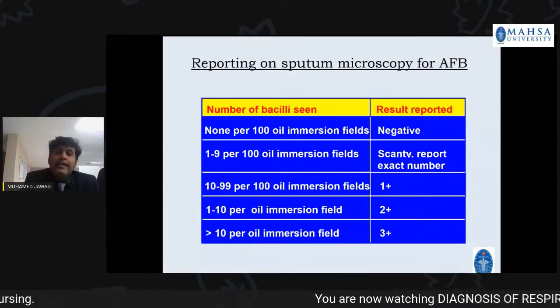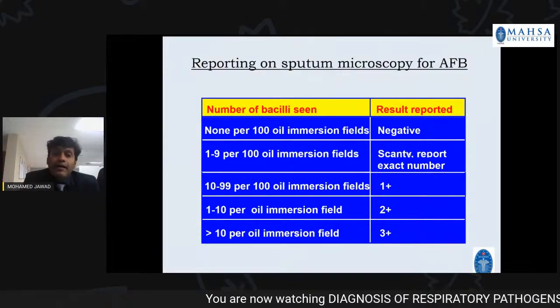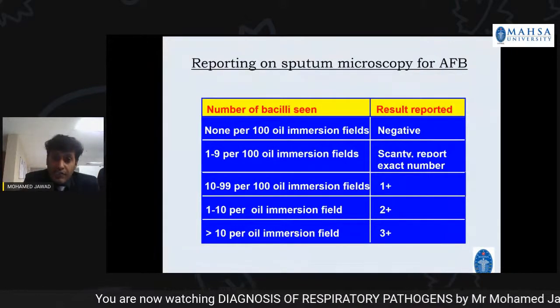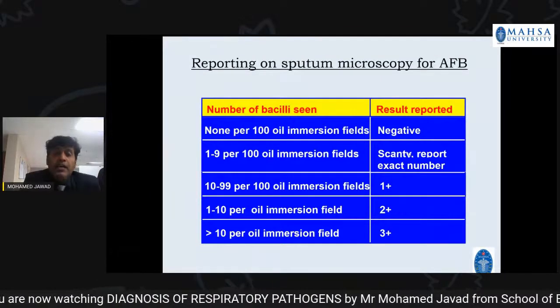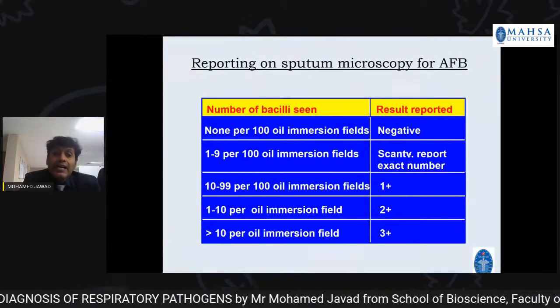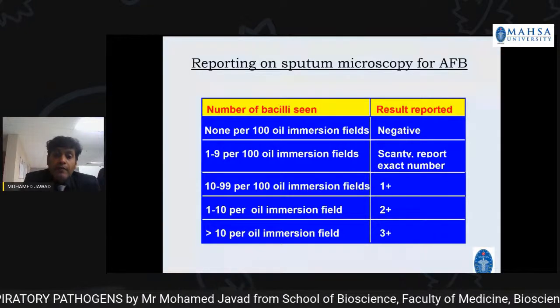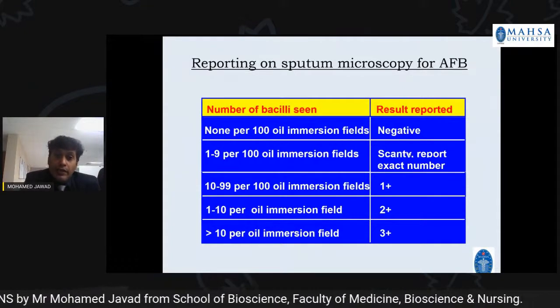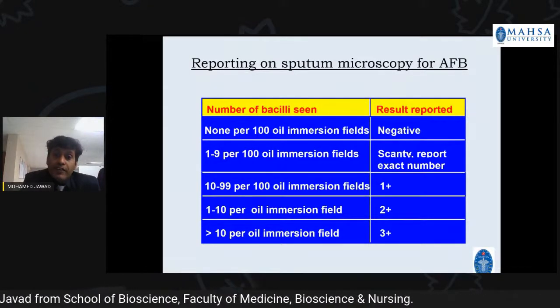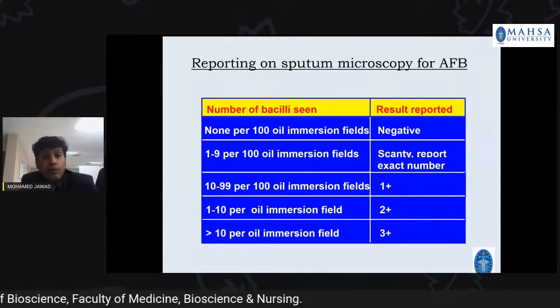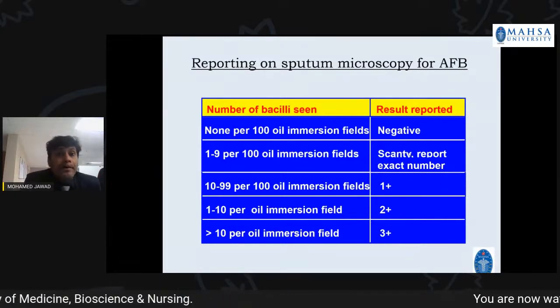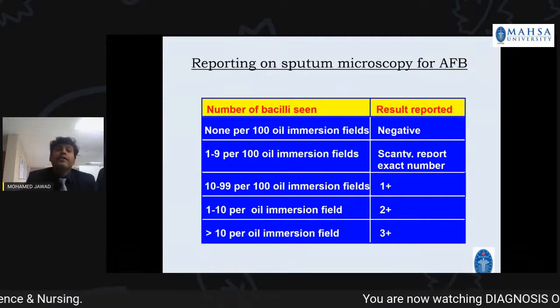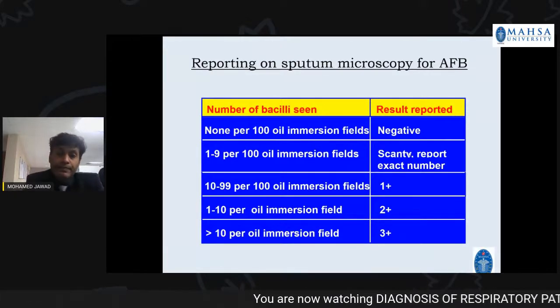Then 10 to 99 per 100 oil immersion fields means we can give 1+. 1 to 10 bacilli per oil immersion field we can give 2+, and more than 10 per field we can give 3+.